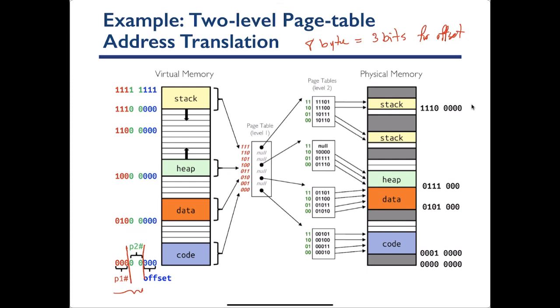Okay, now if I want to have my first page table, page table level 1, how many entries do I need? 2 to the 3, because I'm using 3 bits for virtual page number 1. So I need 8 entries, as you can see here: 0, 0, 0, 0, 0, 1, 0, 1, 0, all the way to 1, 1, 1.